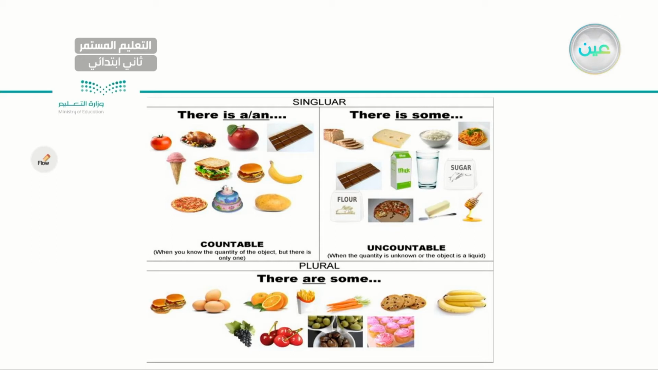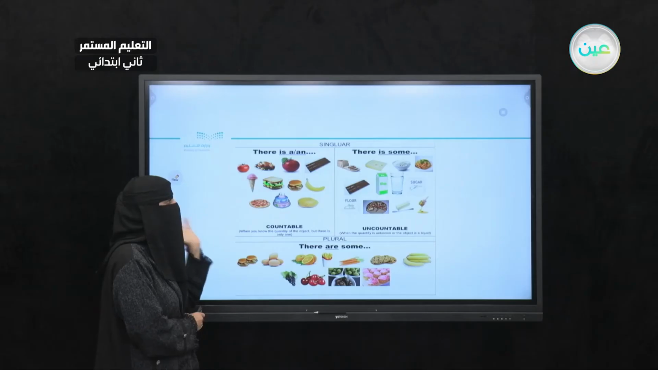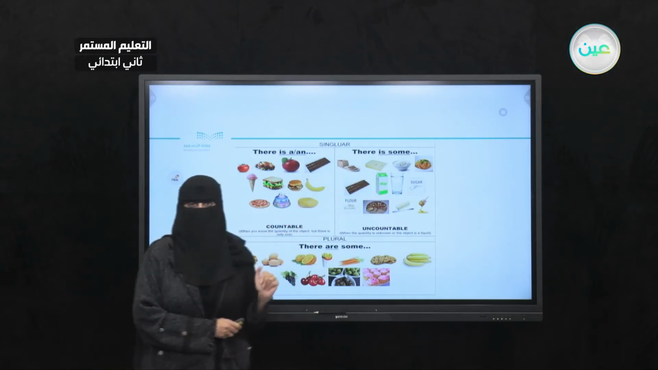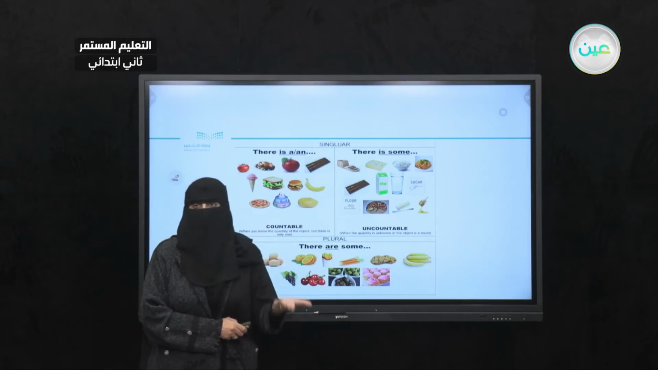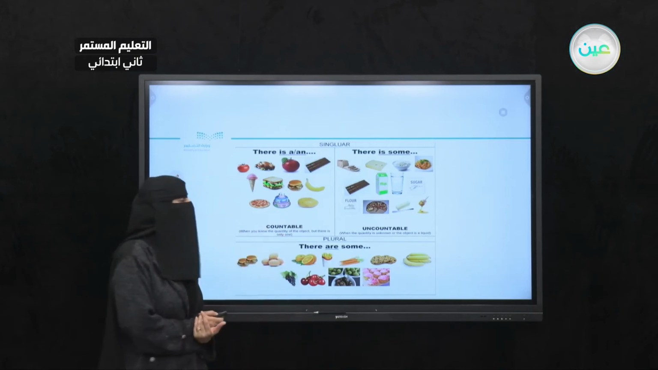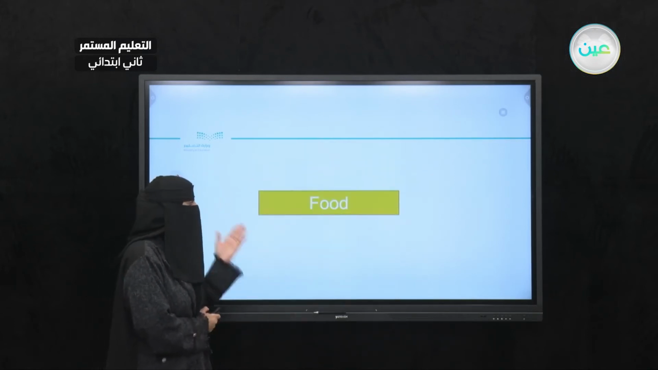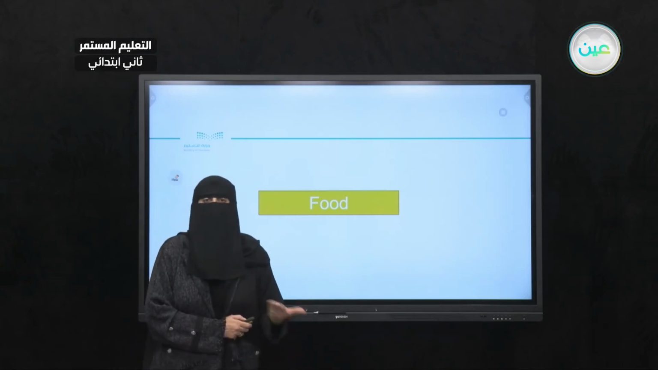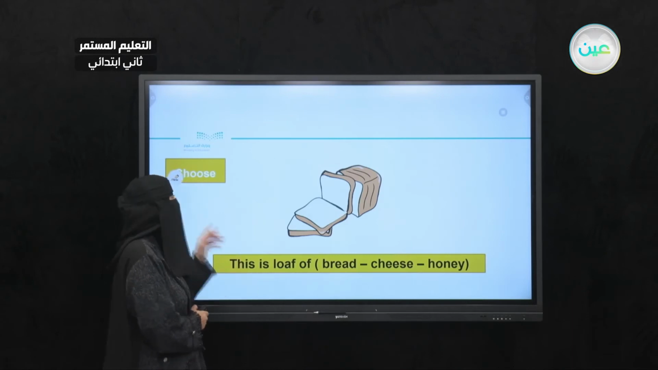So here in this picture, I have singular countable, plural countable, and uncountable nouns. It's very important how to refer and how to form a sentence about each and every one of them. This is our unit, so in this lesson, we'll be naming extra or additional different kinds of food.